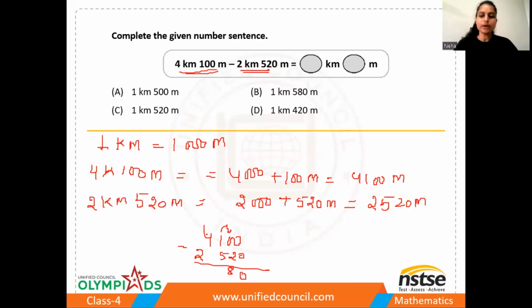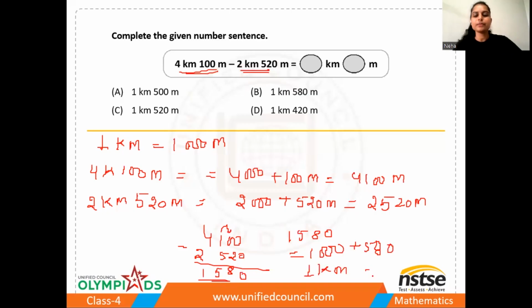Okay, so 4,100 minus 2520, right? So this is now 5, right? And this has to give the carry back. So this is 1, right? So 1,580. Okay. So I can write this as 1,000 plus 580. That means 1 kilometer and 580 meters. So 1 kilometer and 580 meters. Yes, option C is your right answer. Perfect.